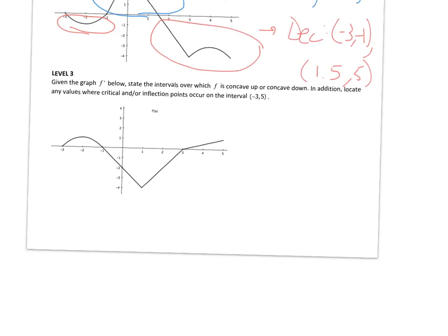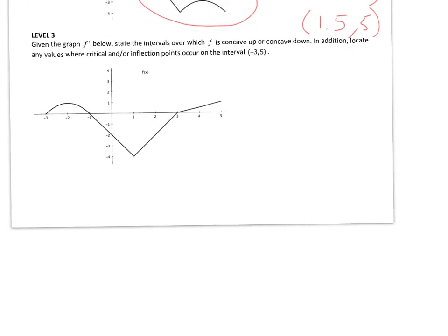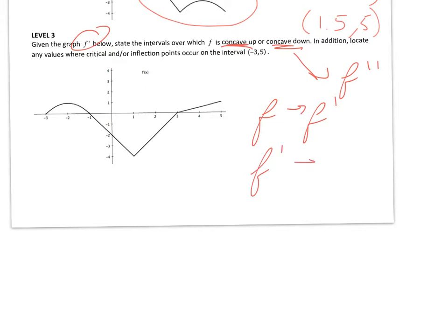At level 3, it takes a similar approach, except now it talks about concave up and concave down. Again, this is an f prime graph. Well, concave up and concave down are questions about the second derivative. So I can think about this problem this way. The relationship between the function and the first derivative is analogous to the relationship between the derivative and the second derivative.